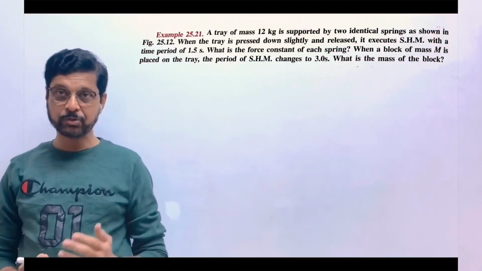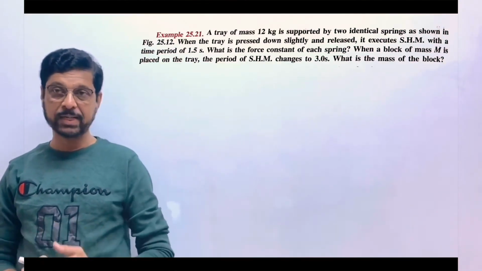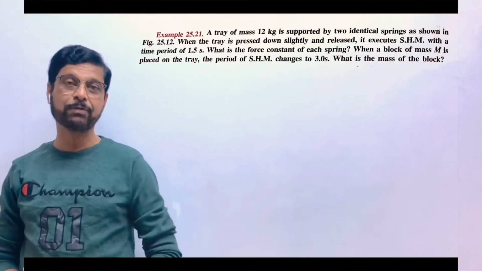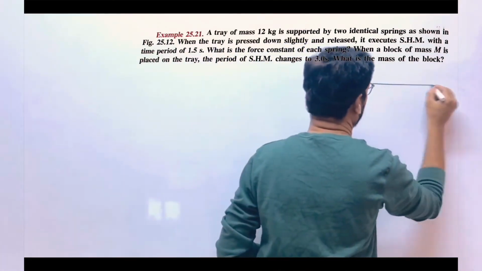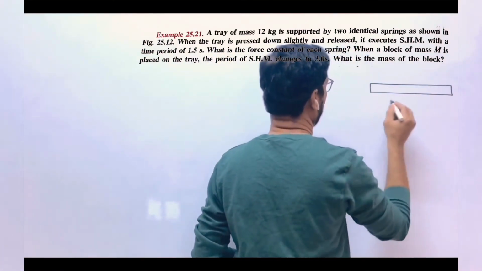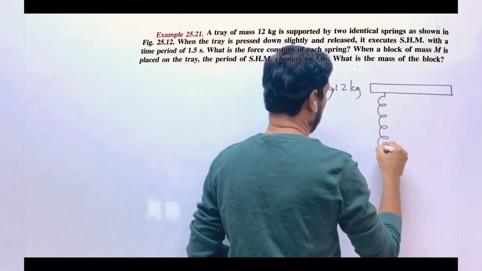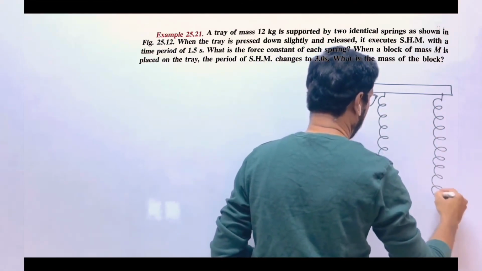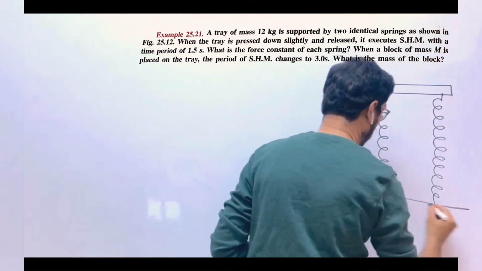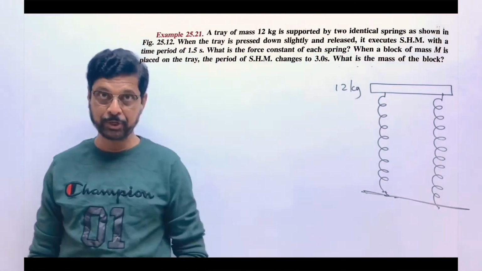What it says: a tray of mass 12 kg is supported by two identical springs as shown in the figure. The figure is like this. Here is a tray whose mass is 12 kg. Two springs are supporting that tray, and those two springs are fixed here. So that is the given question.